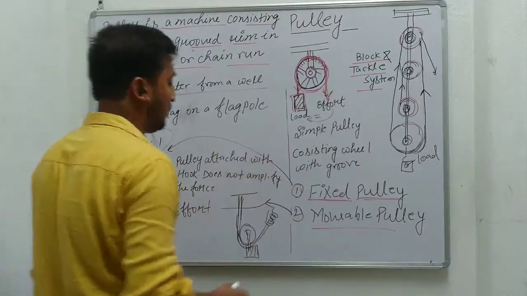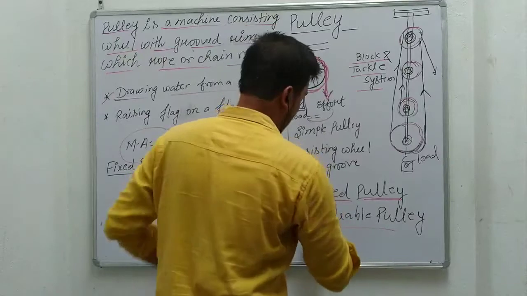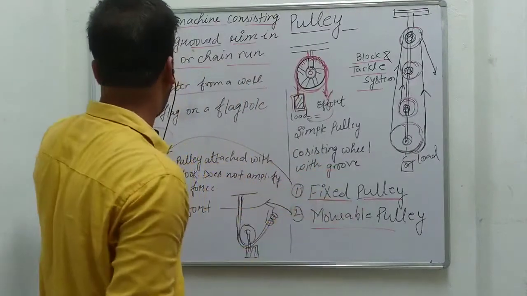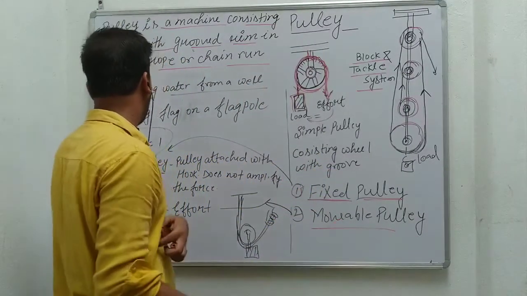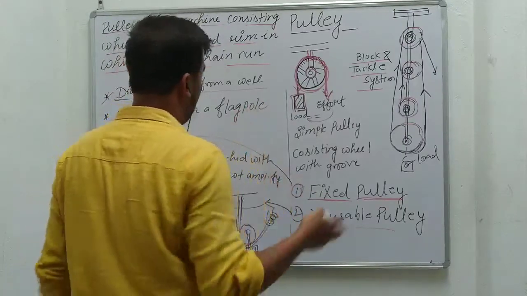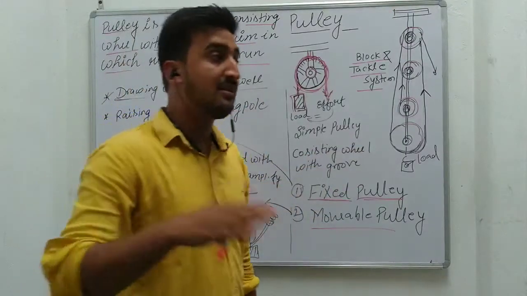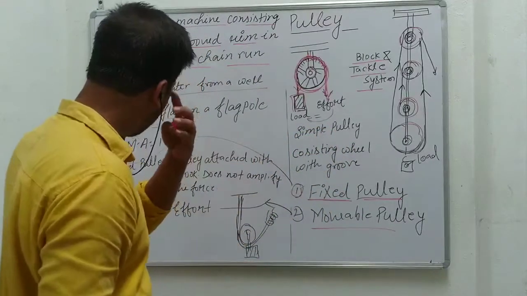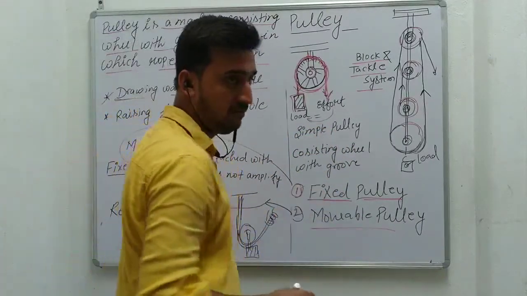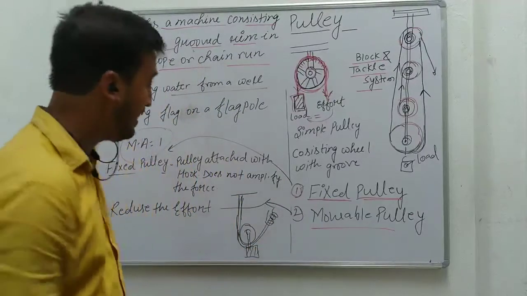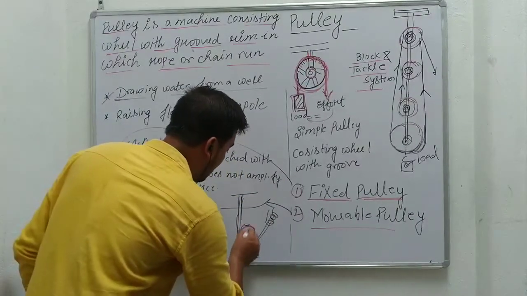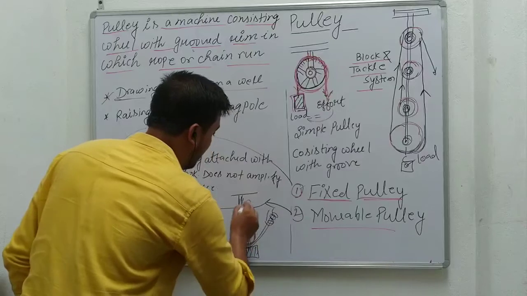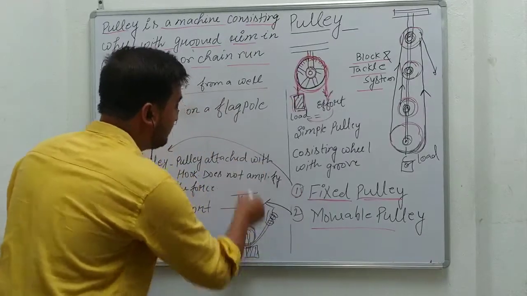In the case of a movable pulley, a fixed pulley is used for small work, such as drawing water from a well or raising the flag on a flagpole. But if you need some extra work, meaning if you have to raise heavy loads, in this case we'll use a movable pulley. By the name we can understand, the pulley will also move. The pulley goes up, the pulley comes down.